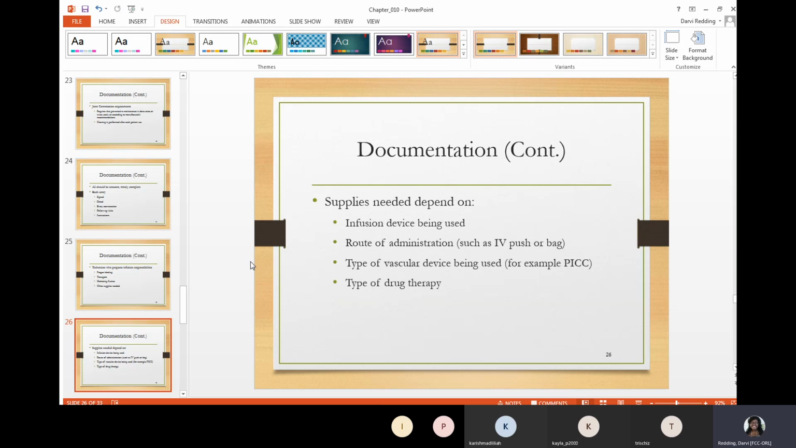Different supplies is going to include the types of bags. Sometimes they just may need an IV push, or they might need an IV bag. So it's important to know what supplies to use based on the route of administration. They also need to know the type of vascular device is being used. For example, is it going to be a PICC line, or are they going to use a central line? And they also need to know the type of drug therapy.